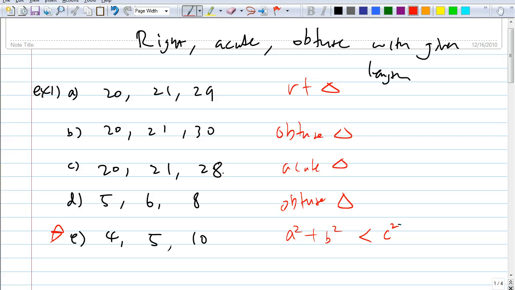Any question with this? You get an obtuse triangle, don't you? Are we okay? Alright. You just have to plug it in. You all know how to multiply 2 numbers together, don't you? Alright, now what about the last one? I put a star on this one.